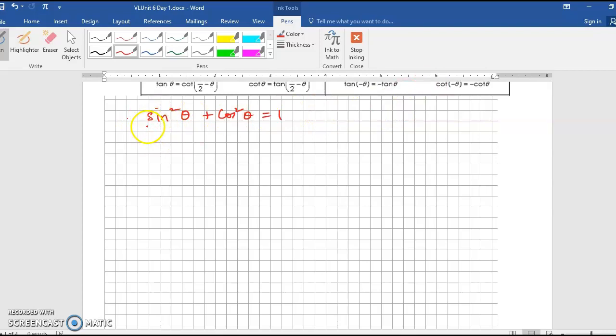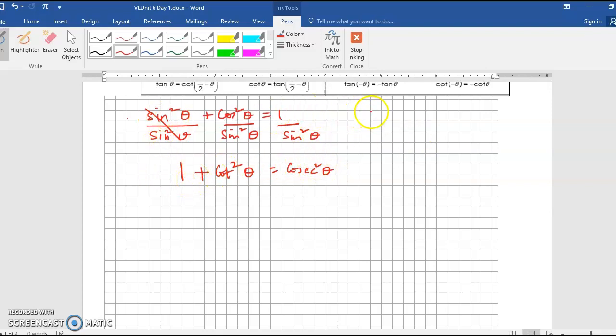If I divide the whole equation, not just the left side, by sine squared theta, this will become 1. But you know that cosine divided by sine is cotangent. So it will become cot squared theta, and 1 over sine theta is cosecant theta, and there is a square, so it is cosecant squared theta. So this was just the other identity we saw in the list.